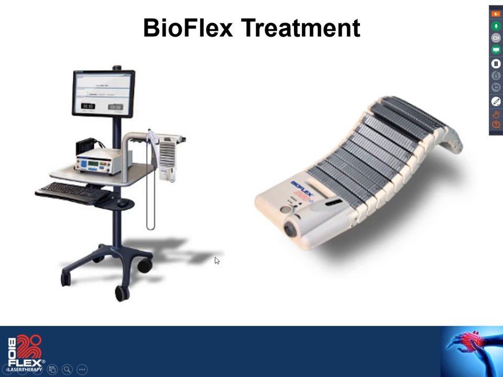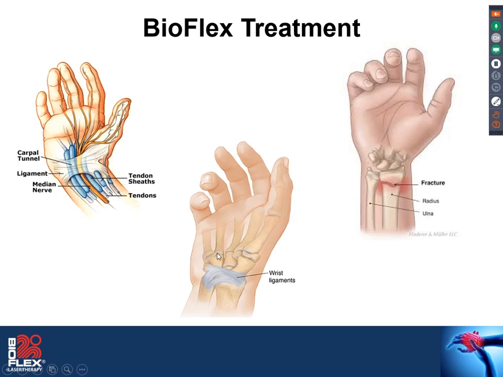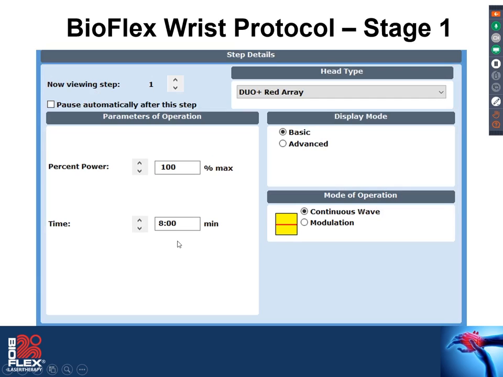Okay, so how are you going to treat these conditions? Well, let's look at the wrist. Everything from carpal tunnel to wrist sprain to fractures, the protocol is pretty similar. Our wrist protocol uses a little bit longer time frames, and that's because the wrist is obviously a very bony joint. Lots of bone to get through, lots of tendons to get through, ligaments. So the time frame is a little bit longer.